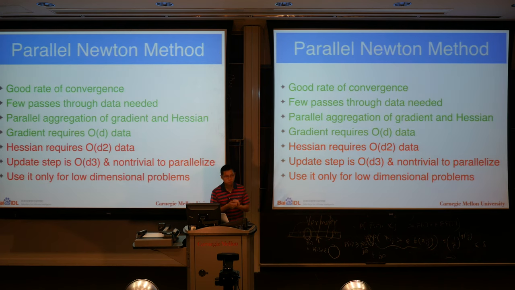But Newton method is quite expensive because each time you need to compute the whole second order gradient. If you have d number of features, storing the Hessian needs quadratic of the feature numbers. And doing the inverse of the Hessian matrix times the gradient is even more expensive. So it's only used if you have a really small number of features.